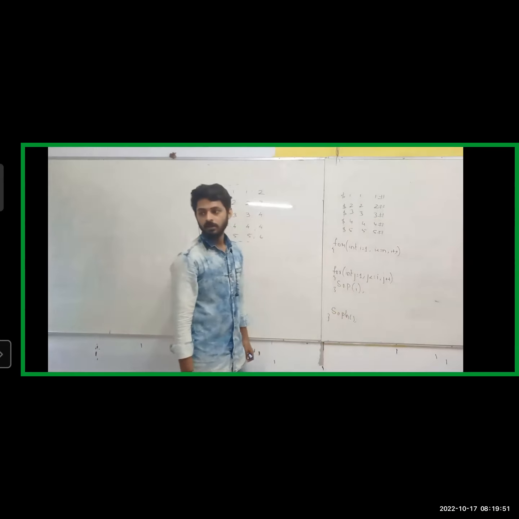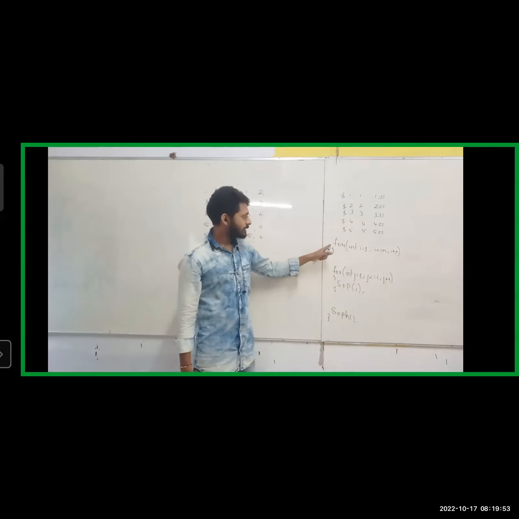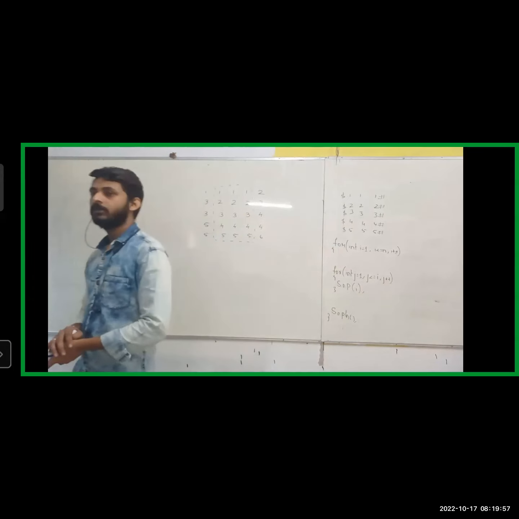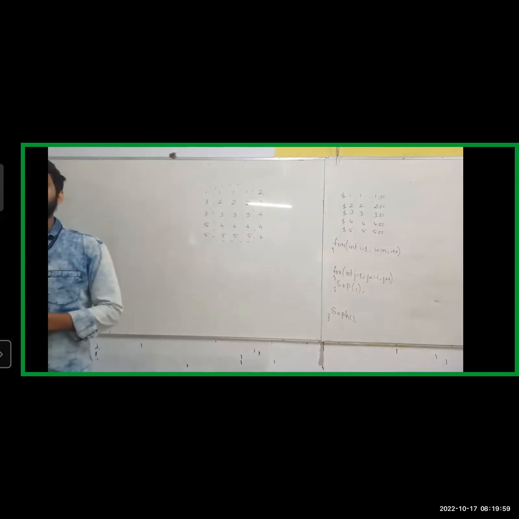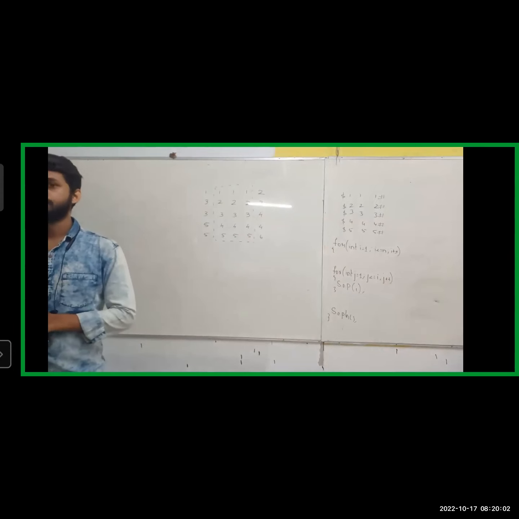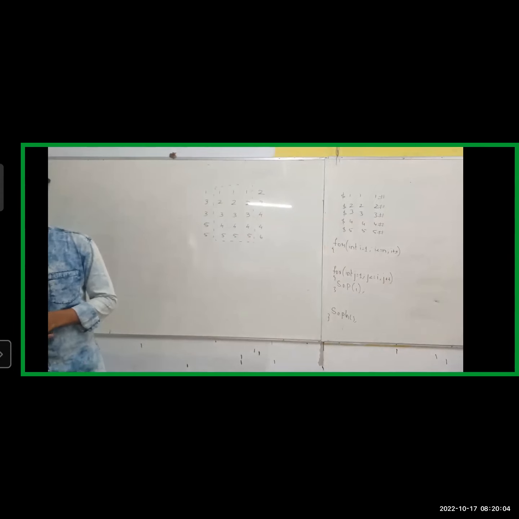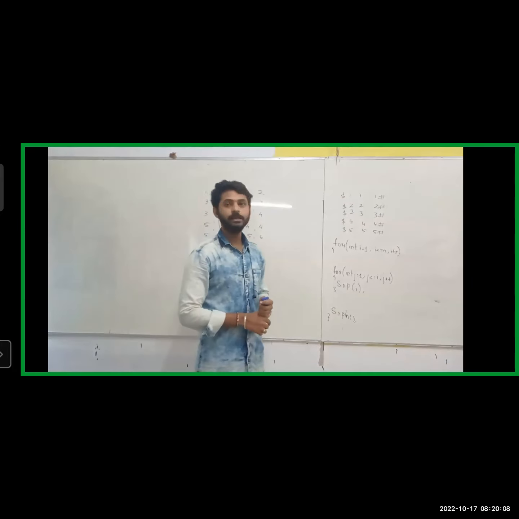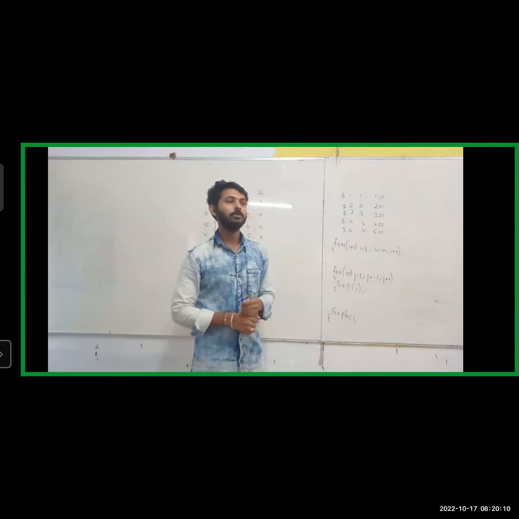Now, whenever I discuss this part, if i value is equal to 2, what does it mean? Row number 2. If i value is 3, row number 3. If i value is 4, row number 4. That is what it means.